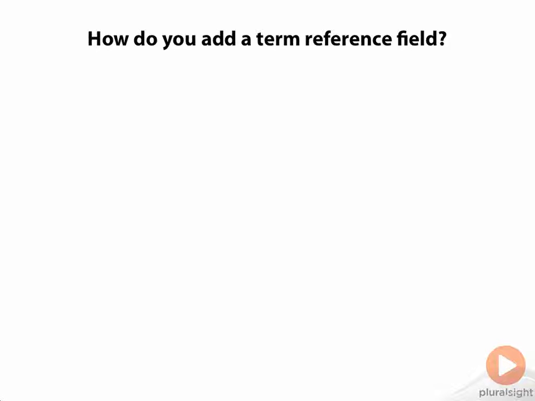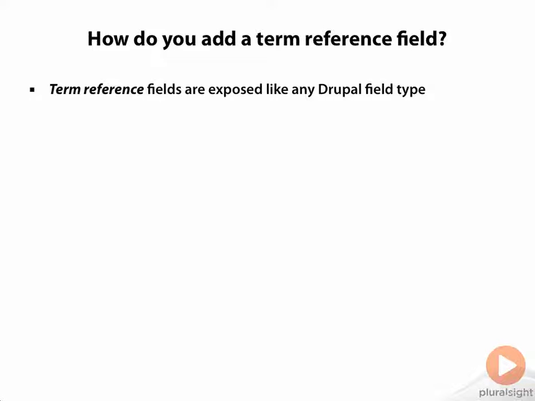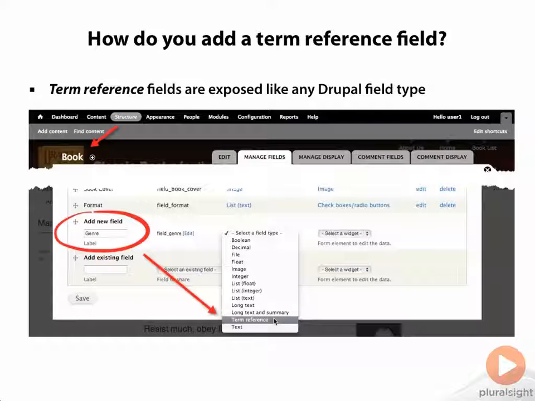With the taxonomy module enabled, term reference fields are exposed and available like any other Drupal field type. So if you wish to support tagging for a particular content type, you would go and edit that content type and add a field like you would add any other, and simply assign term reference as the field type.